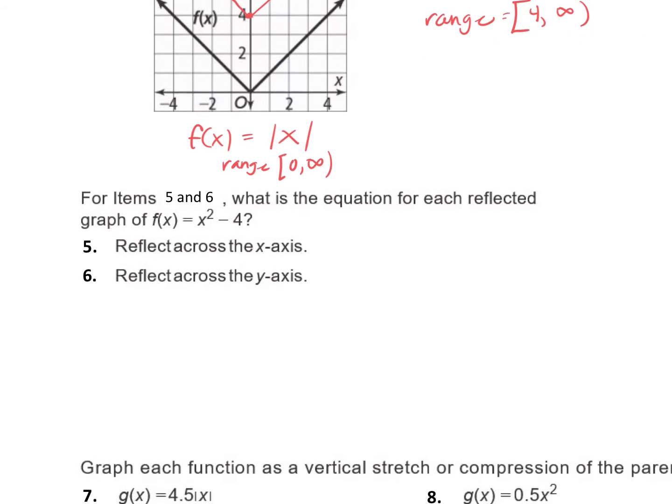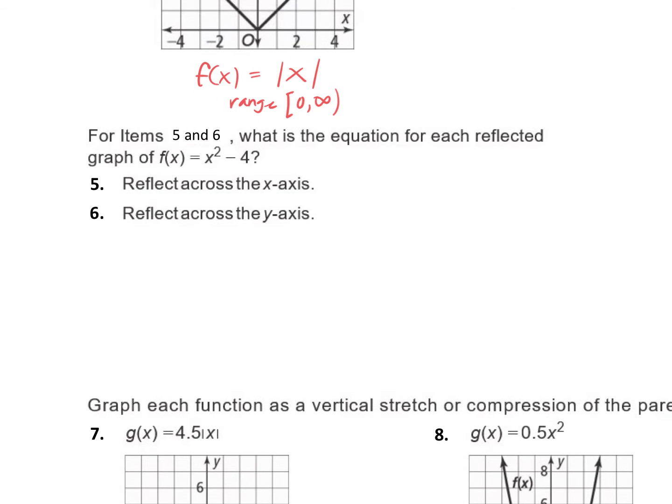Okay, for items 5 and 6, what is the equation for each reflected graph of f of x equals x squared minus 4? So any reflection questions, we do have to pay attention to which axis we are reflecting across. When you reflect across the x-axis, our new function, maybe I'll call it g of x, there's a negative involved. The negative goes out in front. So a negative x squared minus 4. That can't simplify beyond that at all, so that's what reflecting across the x-axis would look like.